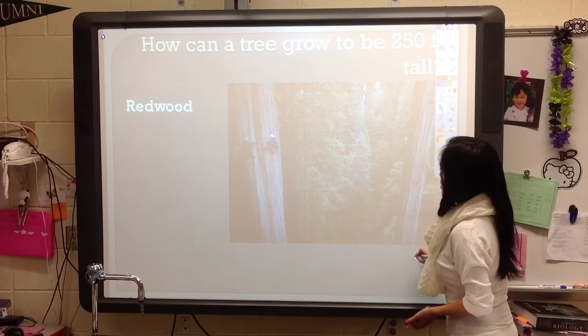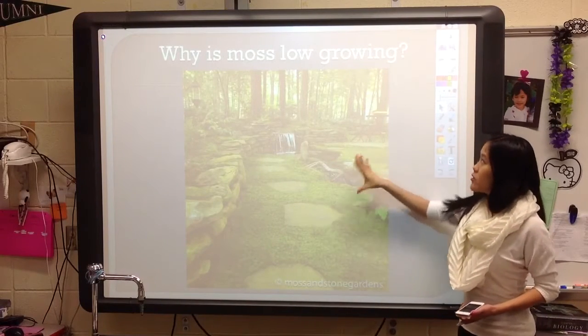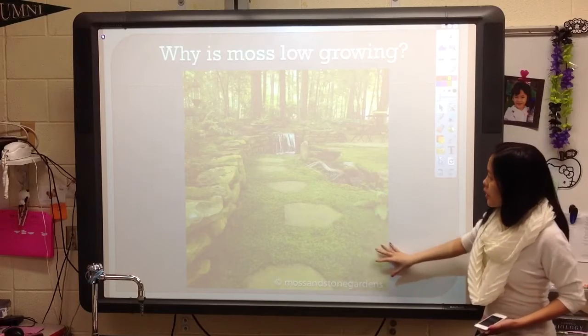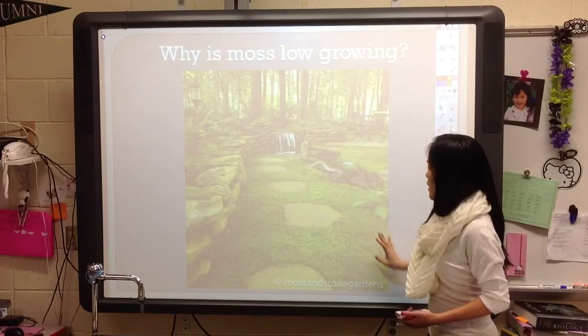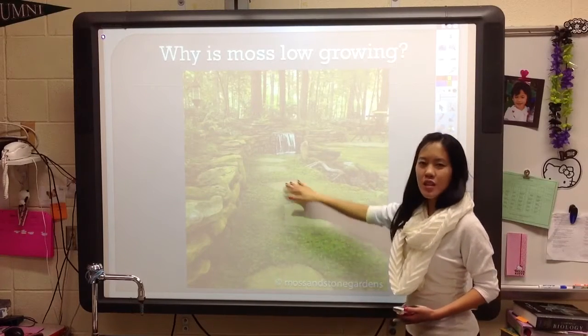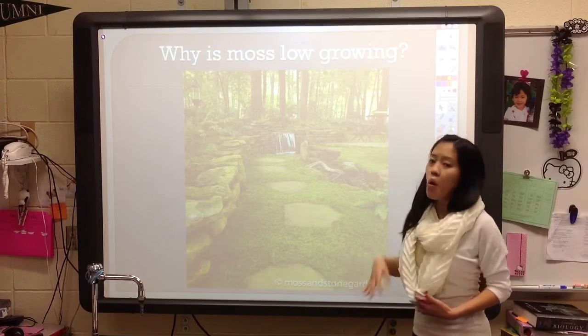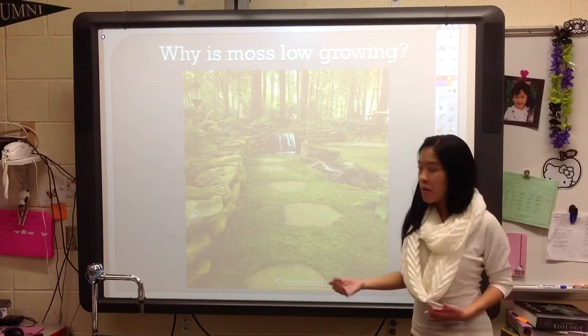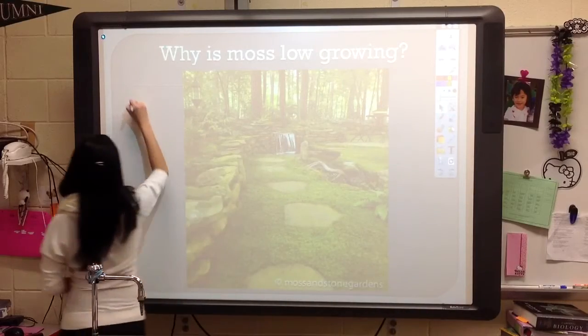Another thing I did want us to look at really quick as a little bit of review is what if a plant grows very, very low? Here you have a picture of, it almost looks like someone's backyard in a forest, and you have all this moss, kind of green, spongy moss that's growing very low and on the floor. Why does it grow so low? Well, it turns out that moss is non-vascular.